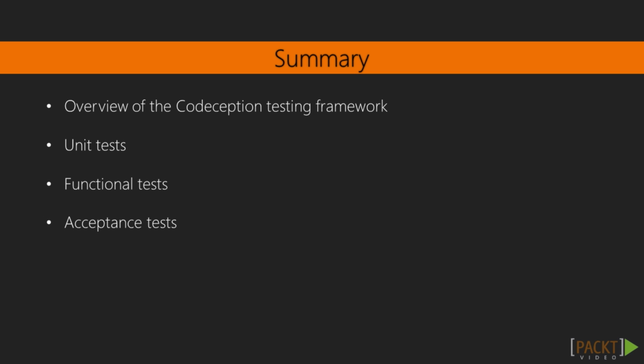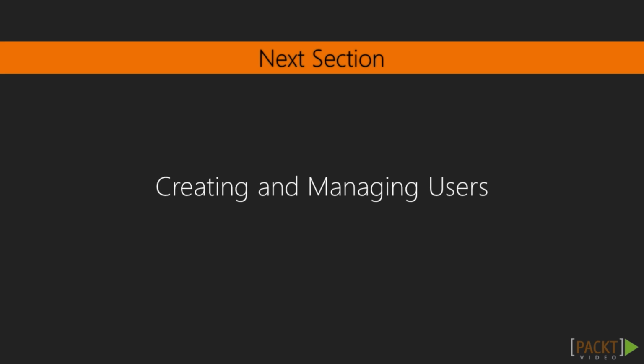This brings us to the end of section 3. In this section, we learned all about automated testing with Codeception and Yii2. We started with an overview of the Codeception framework, and then looked in detail at unit, functional, and acceptance testing. In the next section, we will finally begin work on our dating site by creating our first users, and learn how to give them a safe environment to look for love.